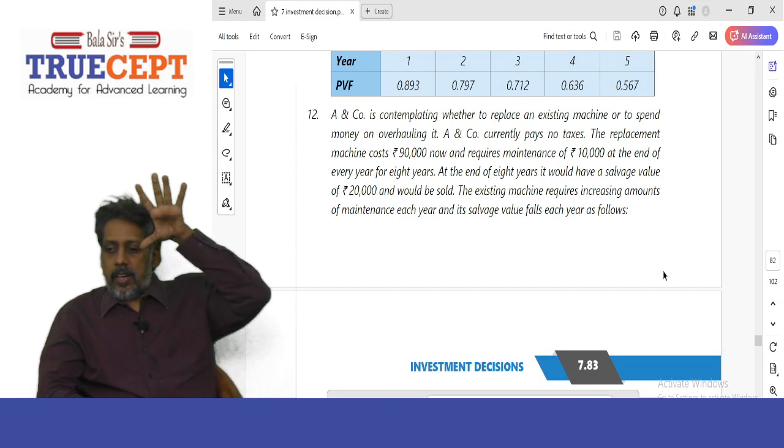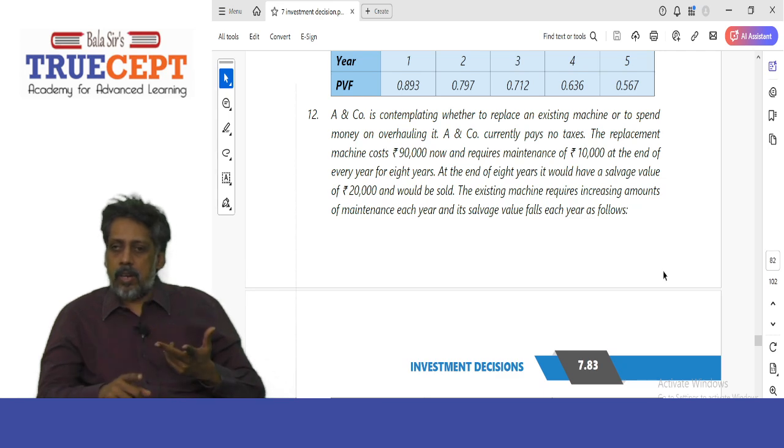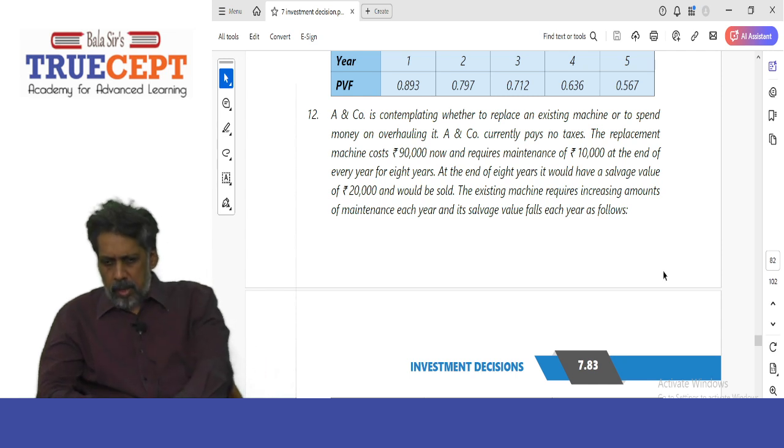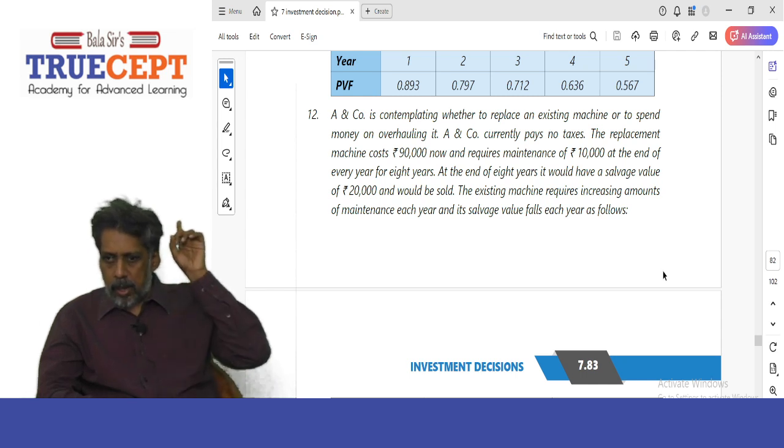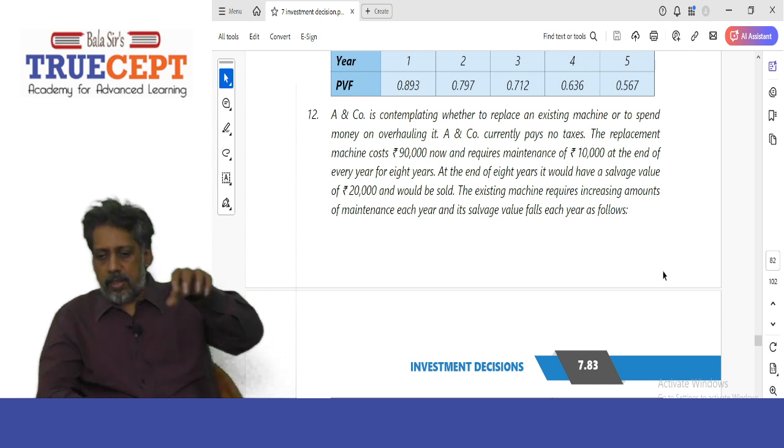Okay, so guys, let us go ahead and take on practice question number 12 from your study material on investment decision. This example is on whether to replace an existing machine, whether you should replace a machine immediately or after 1 year or after 2 years or after 3 years or after 4 years, right? Now let's go ahead and take on this example.